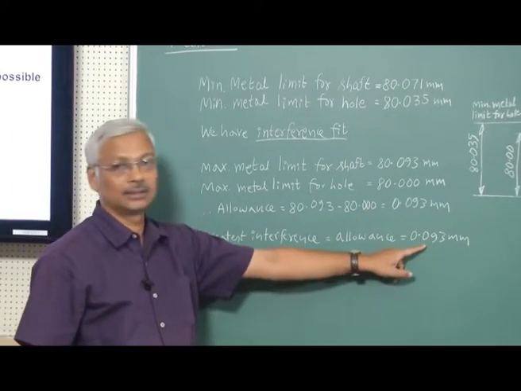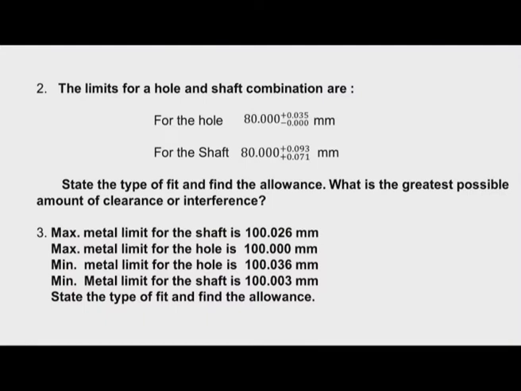Now we will move to problem number 3, wherein the conditions given are: the maximum metal limit for the shaft is 100.026 millimeter, the maximum metal limit for the hole is 100.0 millimeter, the minimum metal limit for the hole is 100.036 millimeter, and the minimum metal limit for the shaft is 100.003 millimeter. We are required to find the type of fit, and also the allowance.